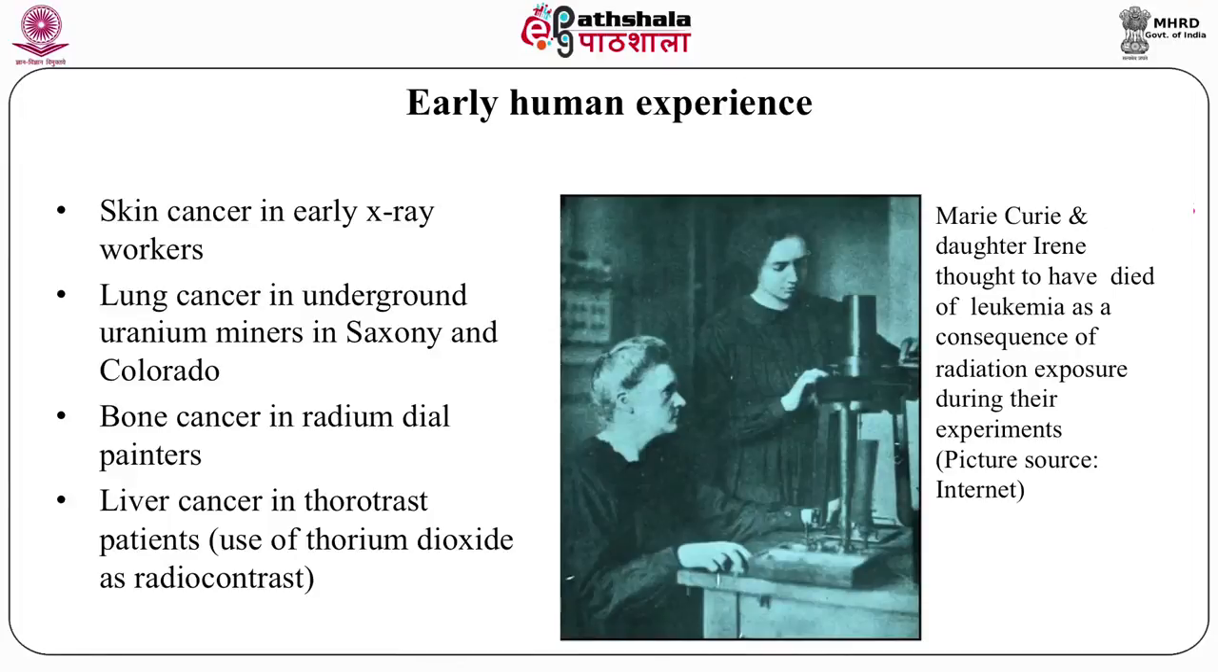Early human experience: how people came to know that radiation can cause cancer. In fact, initially, there was euphoria when radiation was discovered in the late 1800s, in fact 1895, when X-rays were discovered by Röntgen. Euphoria because people could see that X-rays could be used to image the internal human body. But that euphoria slowly, within a decade, led to certain gloomy pictures. For example, people realized that radiation not only can be useful, but can cause severe harm.